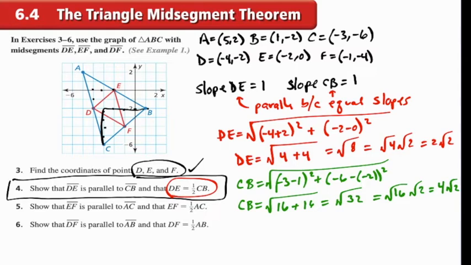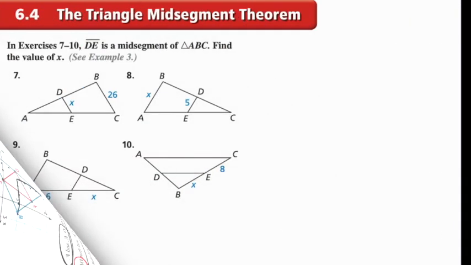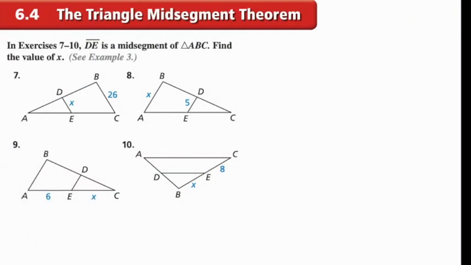And once again, we see that CB is exactly 2 times larger than DE, or you can say that DE is half the measure of CB. So you can follow this process for 5 and 6 and show that those properties are true for the other examples as well. And here are some other types of problems you can see with midsegments.